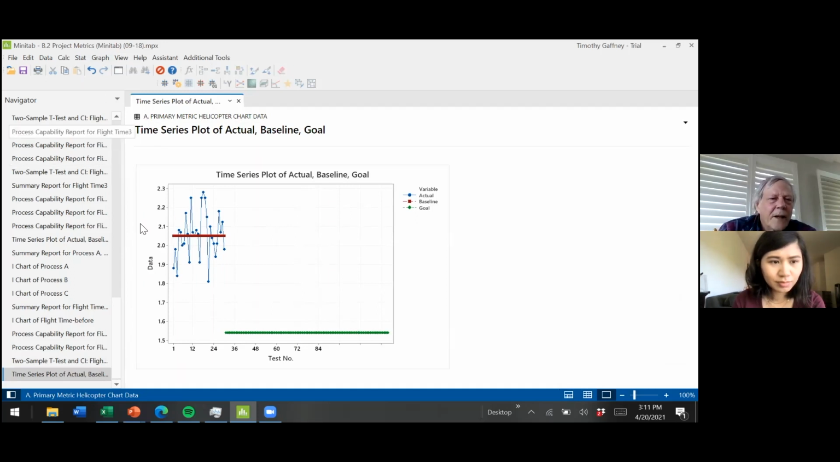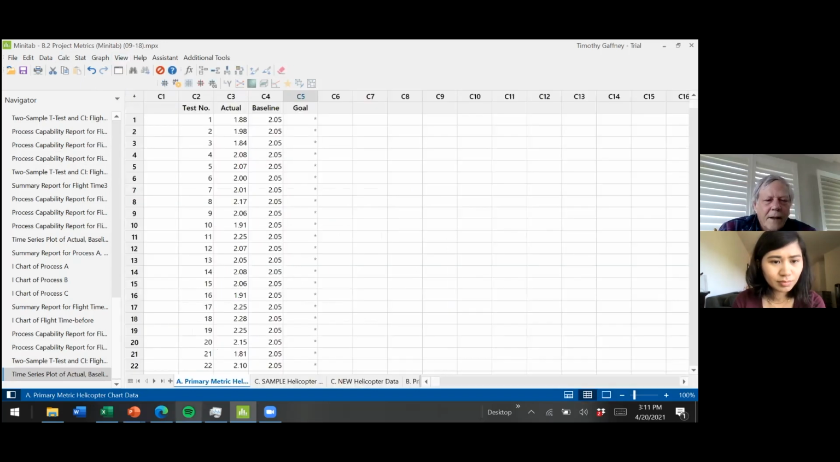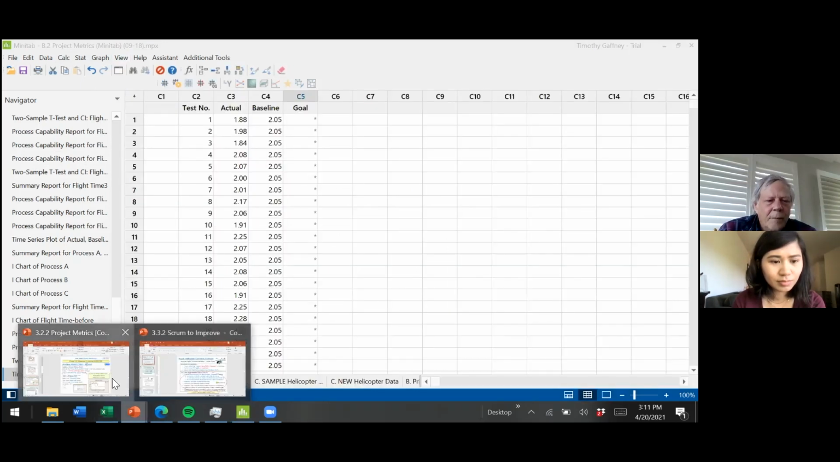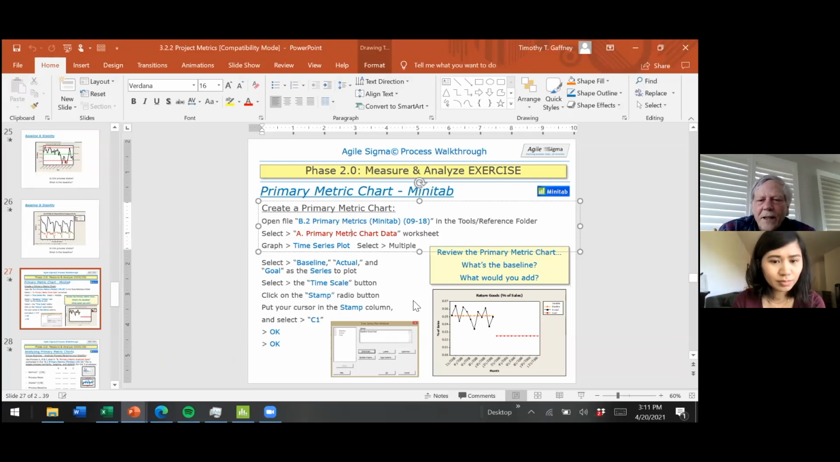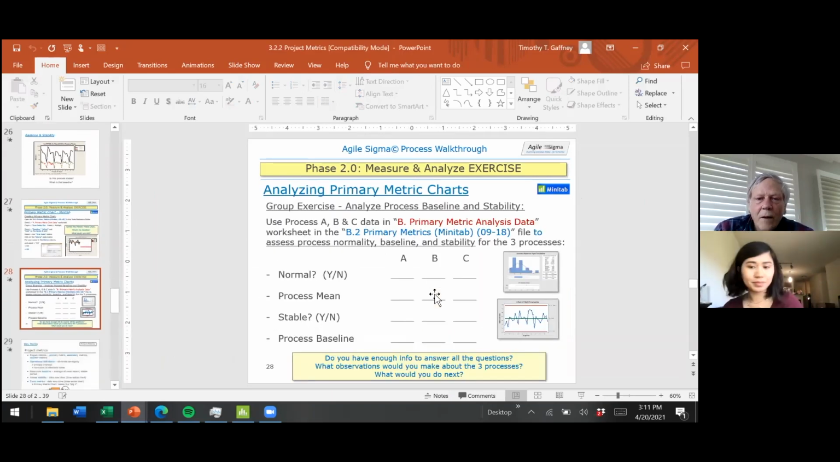Okay, now if we go back to view data only, the next thing that we're going to do, so we basically did this. Okay, created the primary metric chart, and that's something you could do once you get Minitab. You can go ahead and practice through these primary metric chart slides as well. Okay. And then here's basically the beginning steps of checking someone into the hospital.